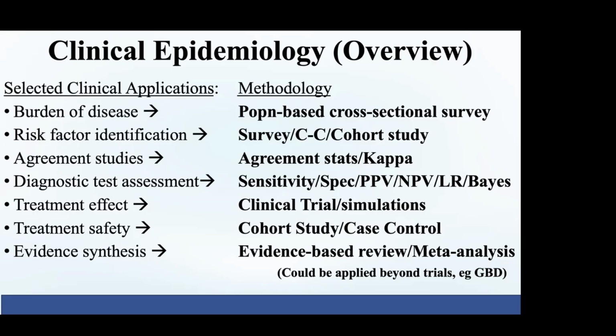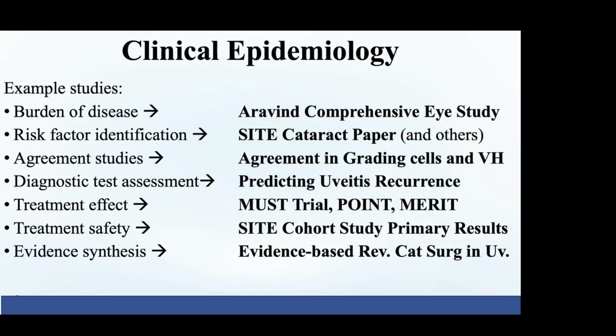Treatment effect should be studied by clinical trials, but could be done with simulations or with a lot of interpretation from a cohort study. We did that early on in the SITE study when trials weren't really available. Treatment safety I addressed, and then evidence synthesis could be an evidence-based review and meta-analysis, which could be applied beyond trials. So some examples of these that I've been involved in have been the Aravind Comprehensive Eye Study to estimate the burden of uveitis, at least in Tamil Nadu.